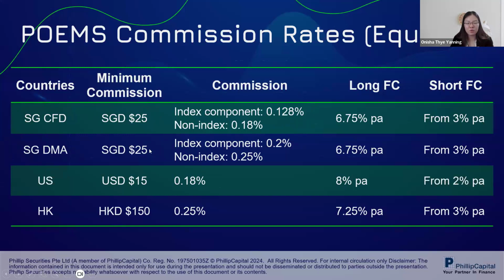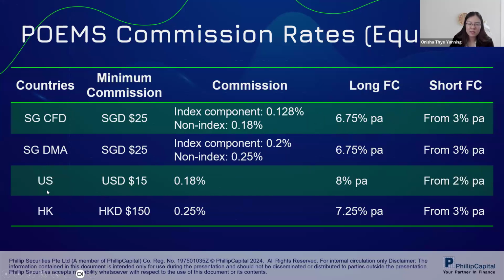So technically it will be lower if you trade with us, which is go through us, as compared to you go through the DMA, because DMA you have more extra features like the market depth, and then you can see different bid and ask price at different levels. So that's a different ball game, I would say. But that would be at a higher commission. Okay, so the long finance charge is 6.75 per annum, and the short finance charge is depending on which counter that you're trading, from 3% per annum onwards.